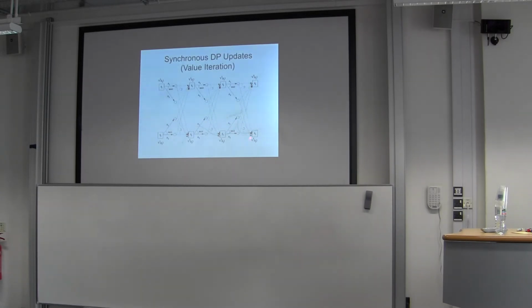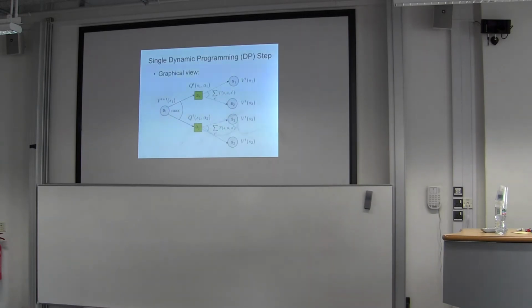So I know B0, I can do an expected max from V1 of S1, right? And I can do expected max and sum from S2, and cache those values. Okay? So then I've got V1. Now at V2, again, I can use the cached values of V1 to compute V2 of S1, V2 of S2. So instead of building this tree out, which is exponential in the horizon, I can do this.